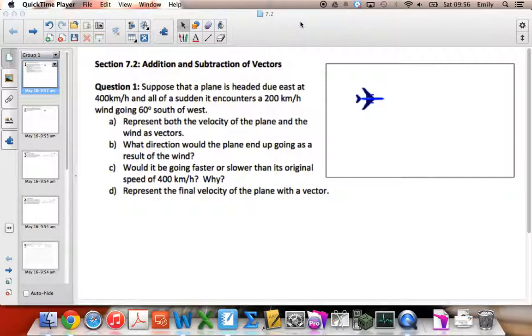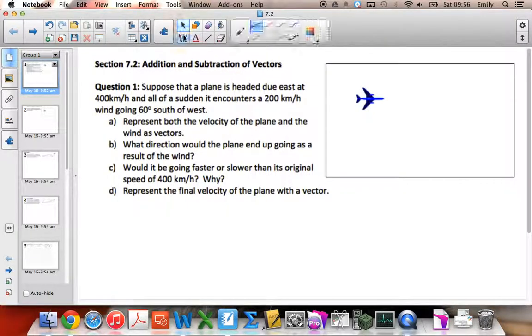So in class we learned this idea that a vector is a quantity that has both direction and magnitude, and often the magnitude stands for the speed. So if we look at this example down here, we've been told that a plane is headed due east at 400 kilometers an hour. So if I'm going to show that with a vector, then I'm going to make a line pointed due east. Pretend that's a straight line. So that's pointed east, and I'm going to put the 400 above it to show the magnitude.